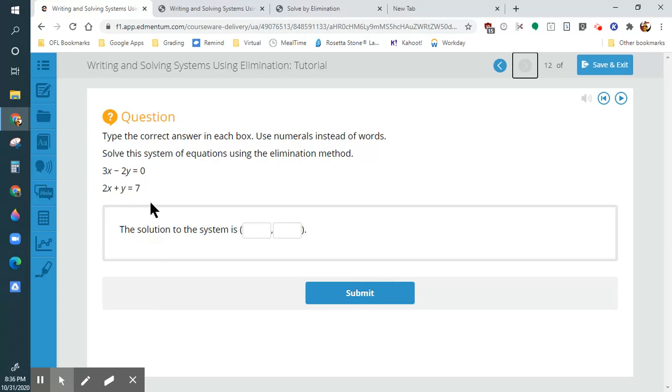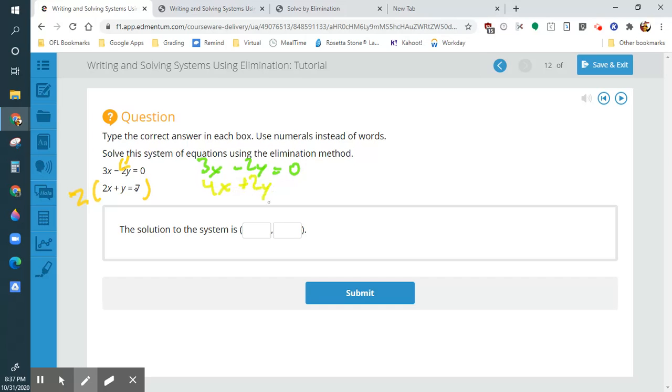So this one, if I'm looking at this, I can't really turn 2 into 3, but I can turn y into 2y. So what I'm going to do is multiply everything here by positive 2, because it's already negative up here. So when I rewrite these, the top stays the same, 3y minus 2y equals 0. But the bottom, I'm going to change to 4x, because I'm multiplying by 2. I was supposed to try to make it the same orange color, but that didn't work out.